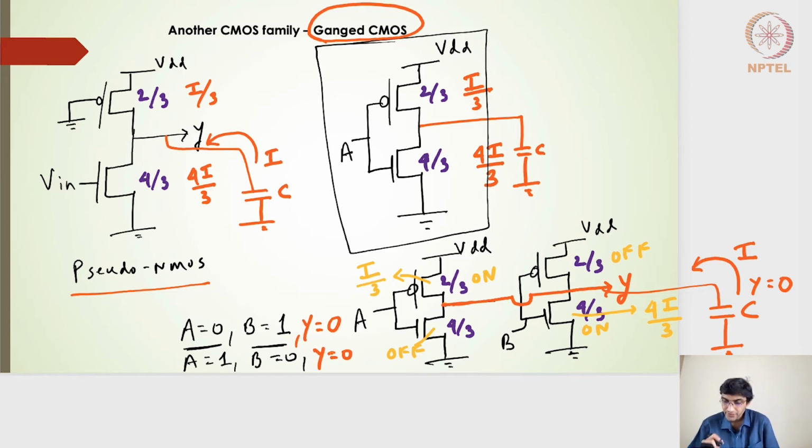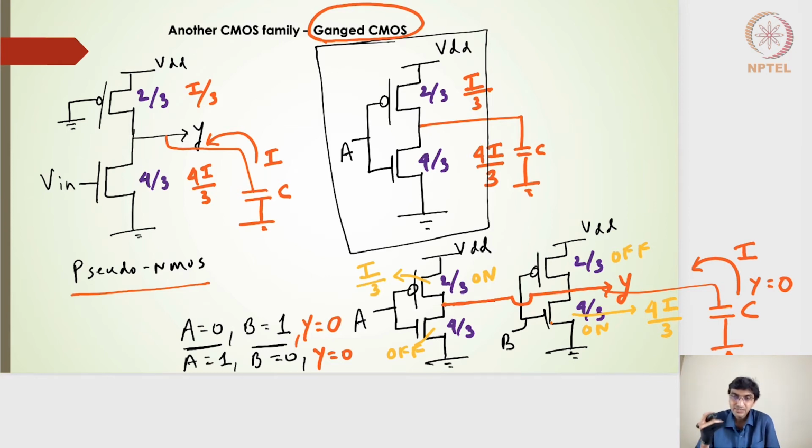Okay, and if A is equal to 1 and B is equal to 1, I will have both the NMOS transistors on and both the PMOS transistors off, and the capacitor will be completely discharged to 0, so the output will be 0. So for these 3 input combinations, I will have the output as 0.